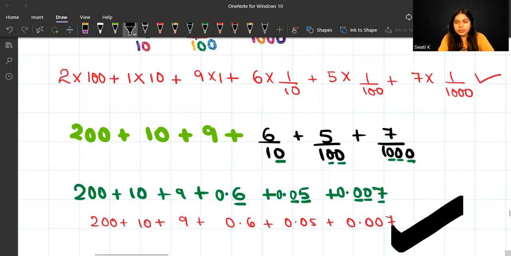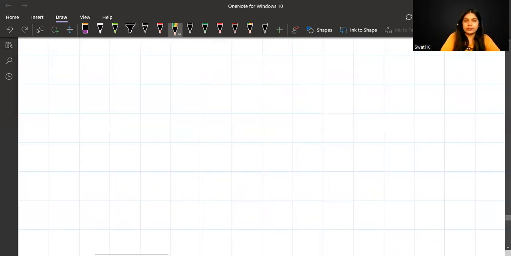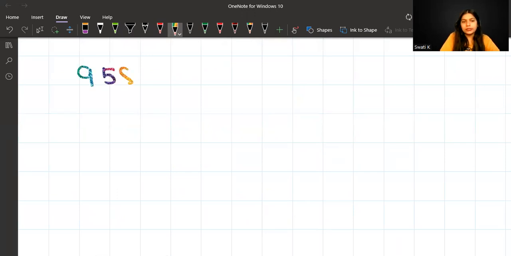So I hope you understood this. Now I'll take one more question where I'll be writing the solution quickly. For example, I have this number. Of course, first I'll tell you how we read it. We read it as 958.675. Of course, the place value of 9 is 100, 5 is tens, and 8 is ones. The place value of 6 is 1/10, the place value of 7 is 1/100, and the place value of 5 is 1/1000. So by using the place values, of course, we can write down the expanded form.